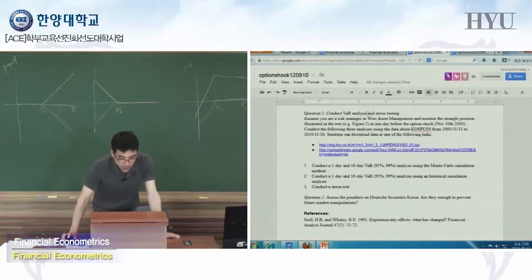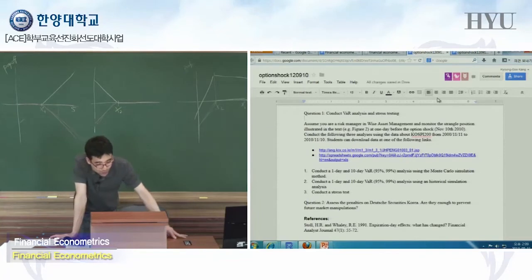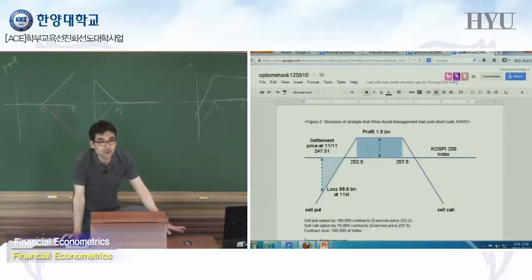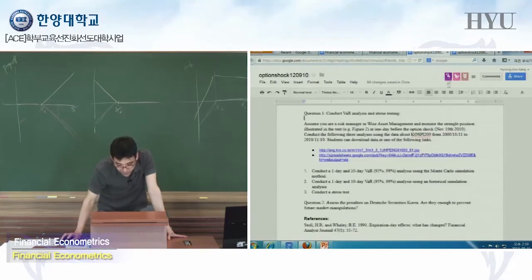First, we can do value at risk analysis we learned, and stress testing. Assume that you are a risk manager in YG asset management and monitor the strangle position illustrated in the text, like Figure 2. Now let's assume that you are a risk manager in YG asset management and you have this position. And suppose you are at the date of November 10th, one day before the option shock.